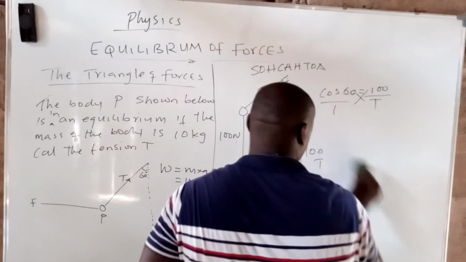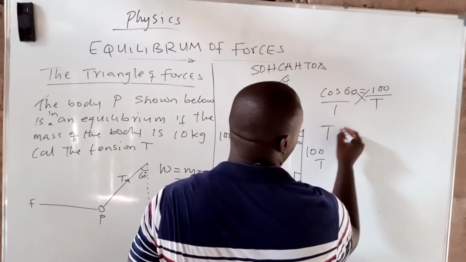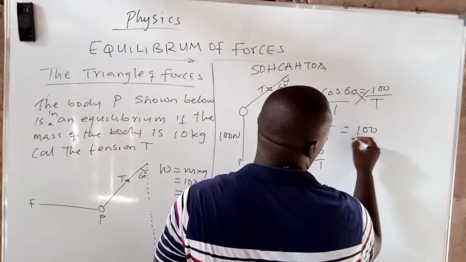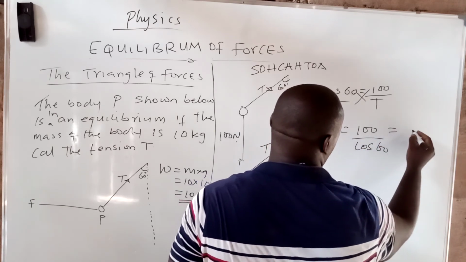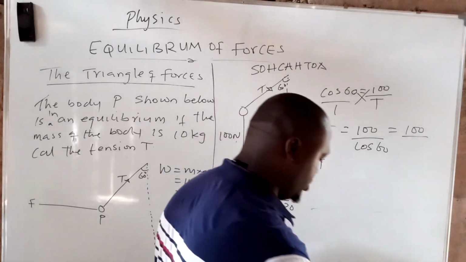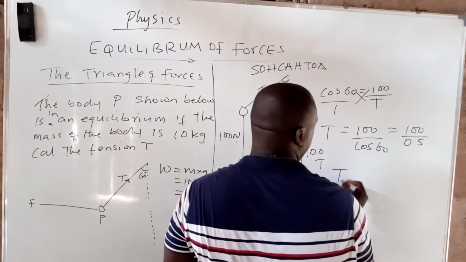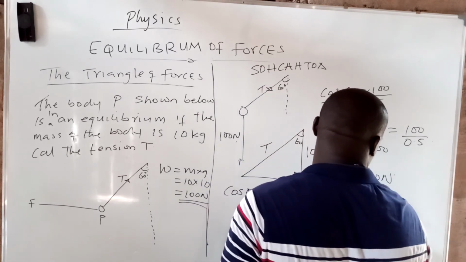Now let me correct it. This is this times this. So for you to get your T, this should be 100 all over cos of 60. And this will give you 100. Cos 60 should give you 0.5. So 100 divided by 0.5 should give you 200 Newton.